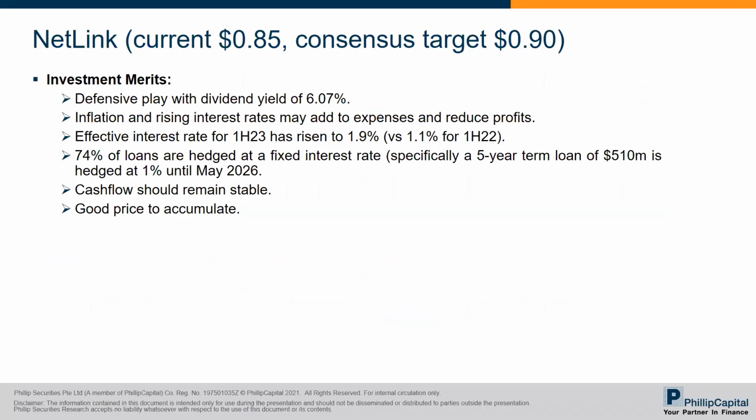Okay, then the fourth counter we are looking at is Netlink. This one gives a dividend yield of 6%, which is quite decent. But rising interest rate and inflation may add to the expense. The effective borrowing rate is at 1.9%, which is very low, or very well managed. And 75% of their loans are hedged. They will only be forced to refinance in May 2026, which is still 3 years away.